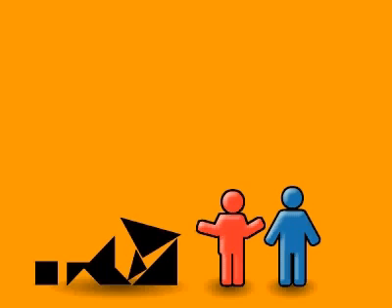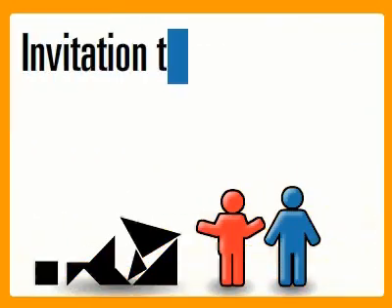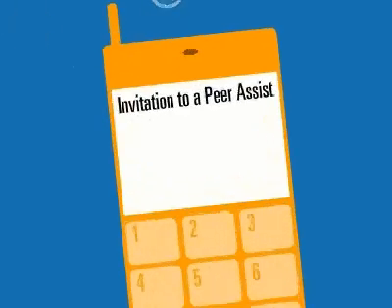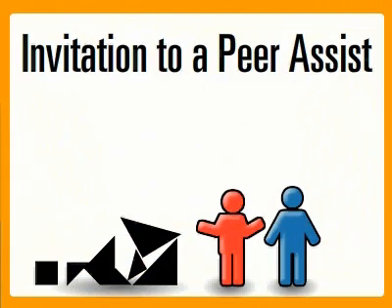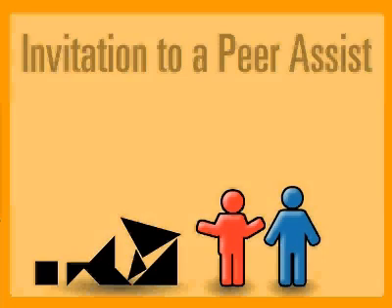Before the peer assist can take place, Bob needs to contact some peers to invite them to the event. These peers could be colleagues from Bob's workplace or people who do similar work in other organizations. The number of invited peers can change for each peer assist, but usually works best with a group of 8 to 10 people. Bob has invited 8 peers to join tomorrow's 1-hour peer assist process.